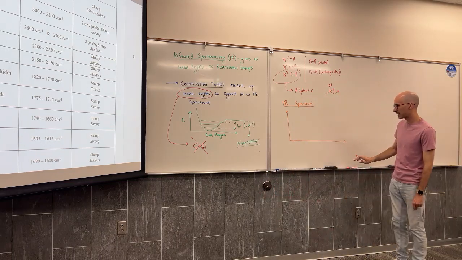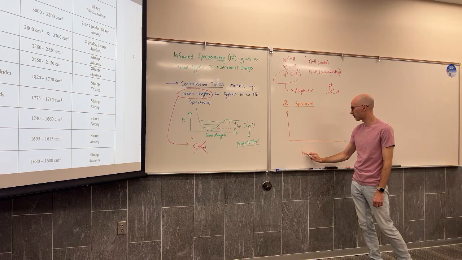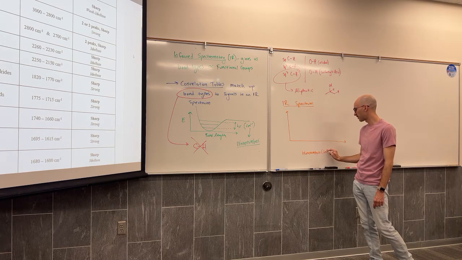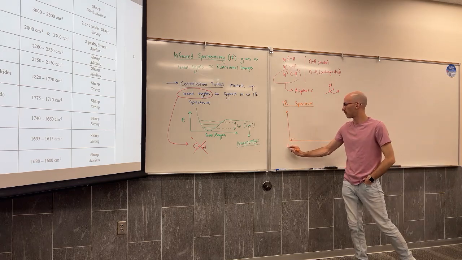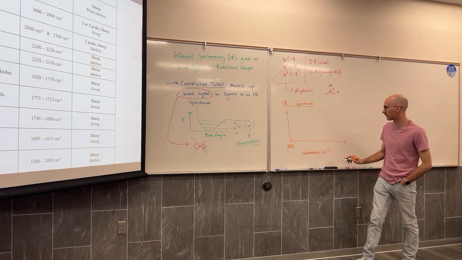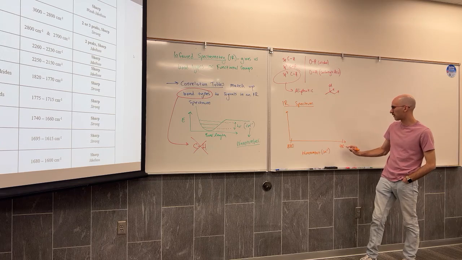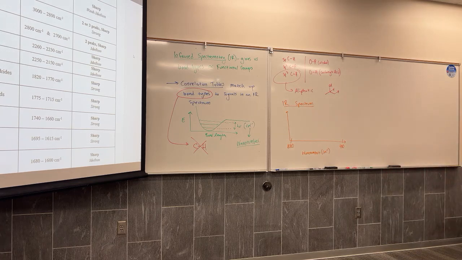Along our x-axis, we're going to have wave numbers, units of inverse centimeters, frequency, and this typically ranges from 4,000 wave numbers on the left to 400 wave numbers on the right. Can you tell me how frequency is changing from the left to the right? Aiden? Energy gets lower on the right, and the amount of absorption is weaker.